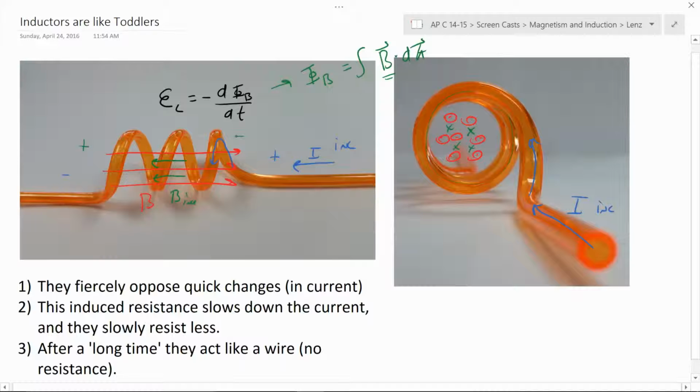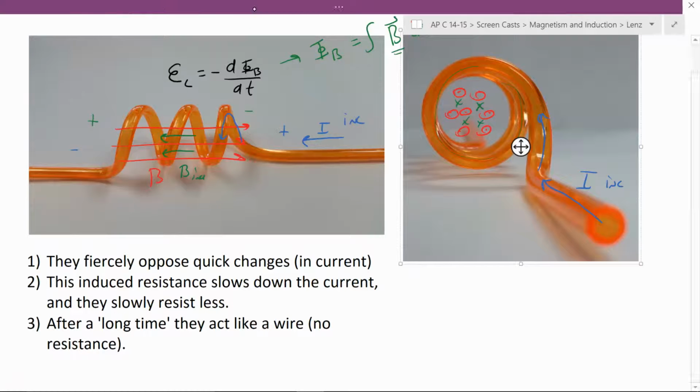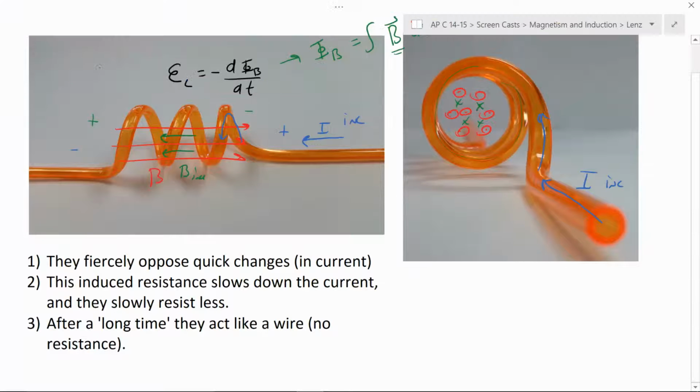And because the magnetic field is weaker, the rate of change is slower. And so the induced electric field, or the induced voltage, is lower. And eventually what happens is it's like a toddler in that you can wear them down, and eventually they will just go with the flow.